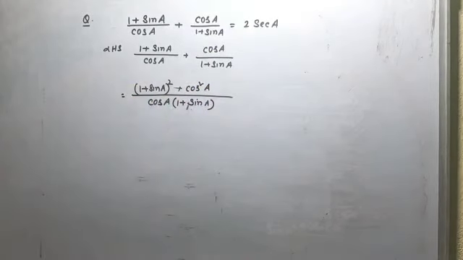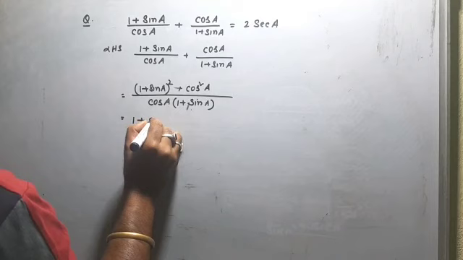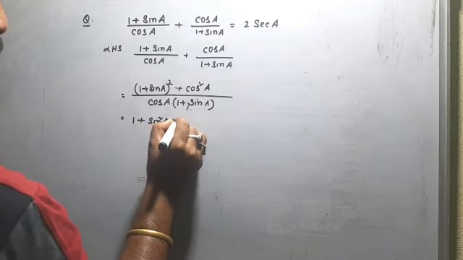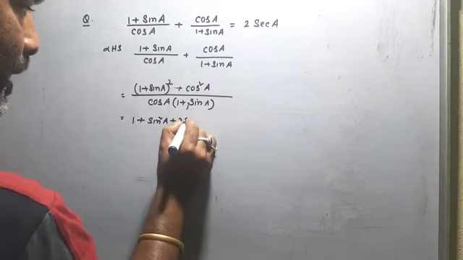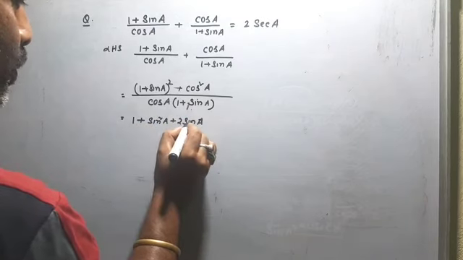Okay, now you have 1 plus sin square a plus cos square a. This is a plus b whole square form, so you can write 1 square, this is your b square sin square a plus 2 into 1 into sin a, that is 2 sin a, 2 into 1 into sin a, a square plus b square plus 2ab.